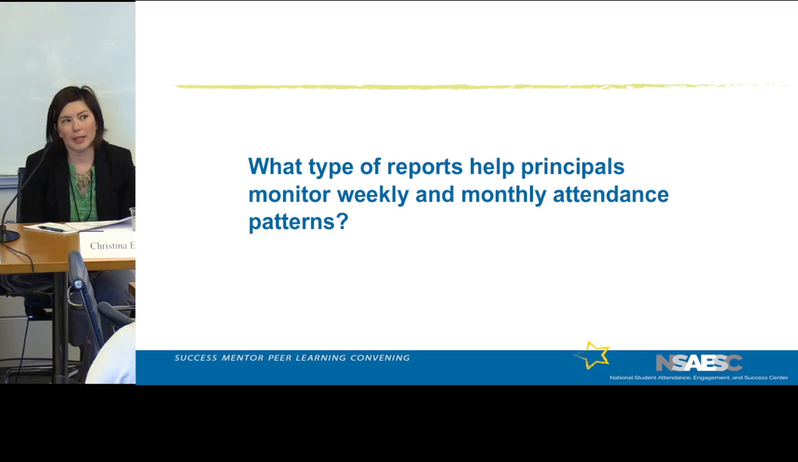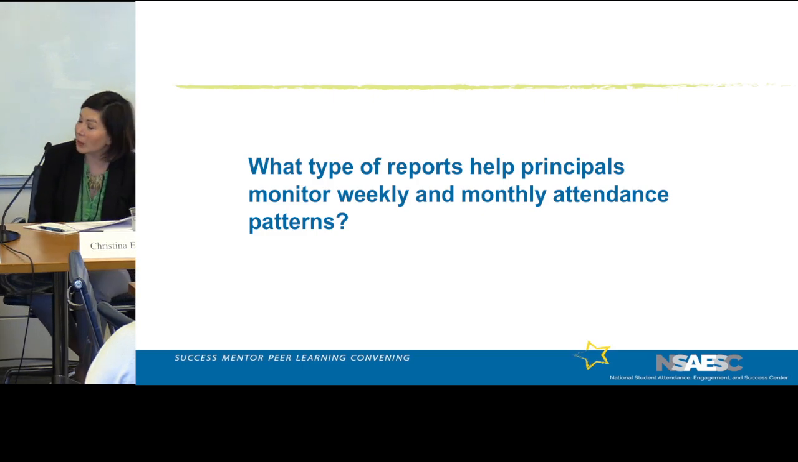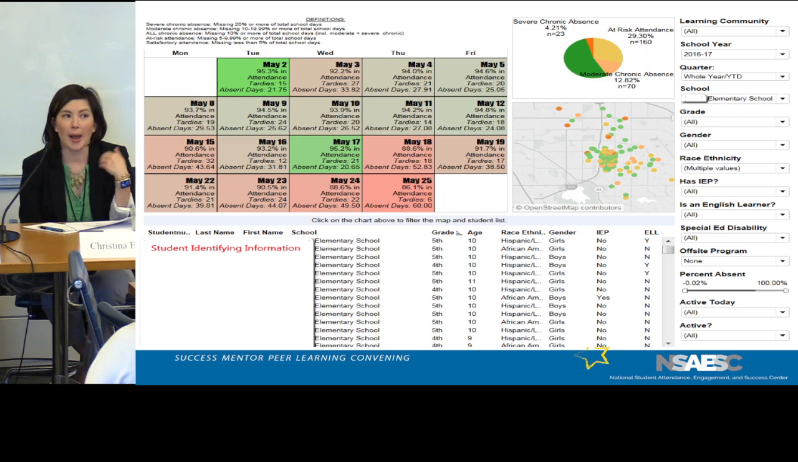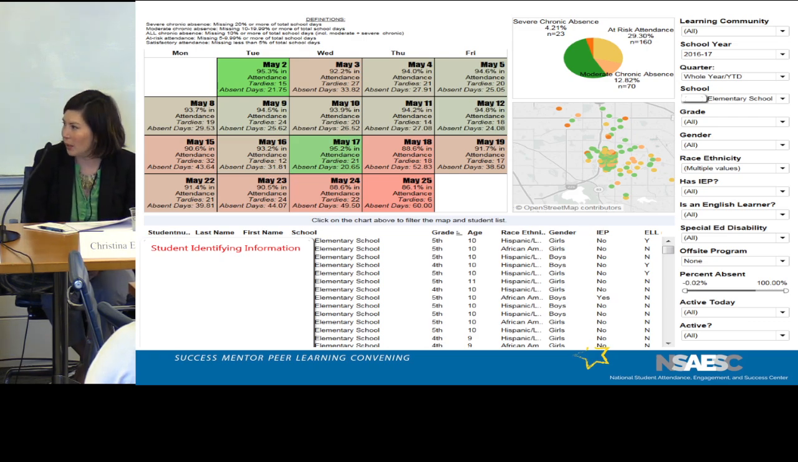Okay, and then what types of reports help principals monitor weekly and monthly attendance? So again, this is the student list in the Attendance Works workbook, and this can absolutely help principals monitor weekly and monthly attendance, because you have the calendar and you can see different patterns that might emerge for the last 4 weeks.